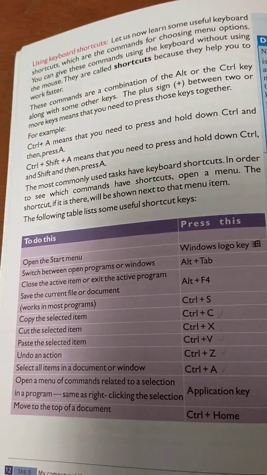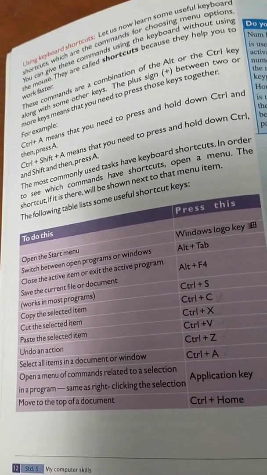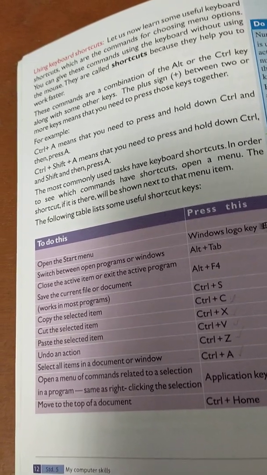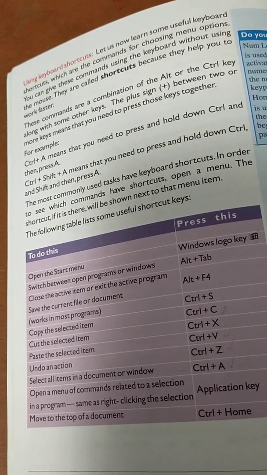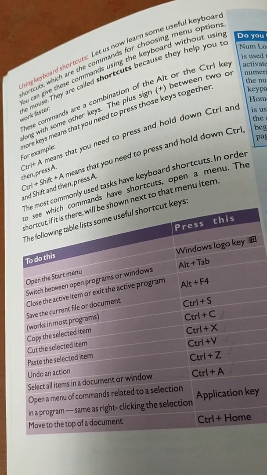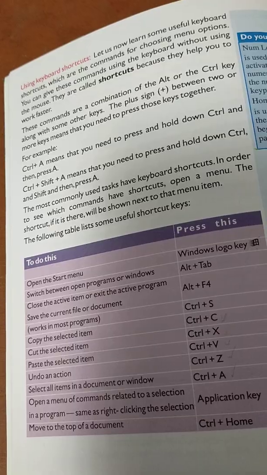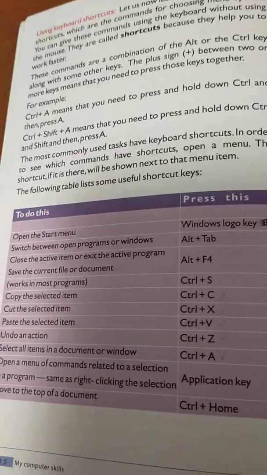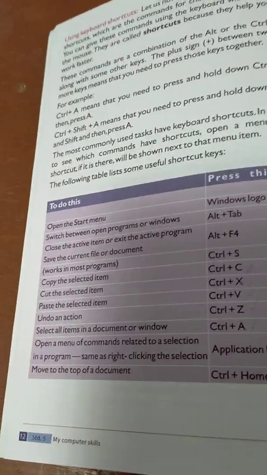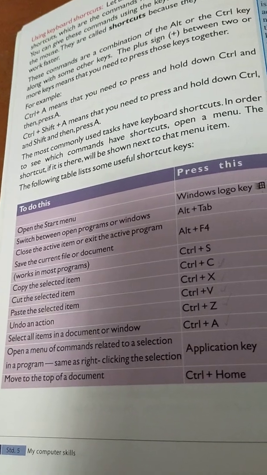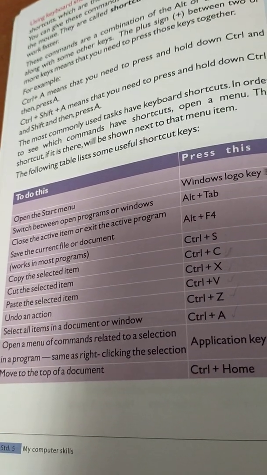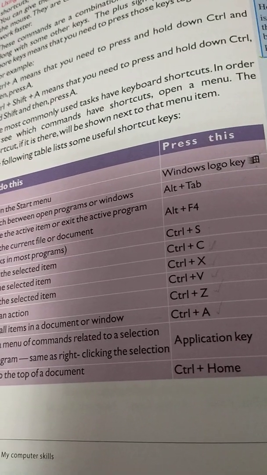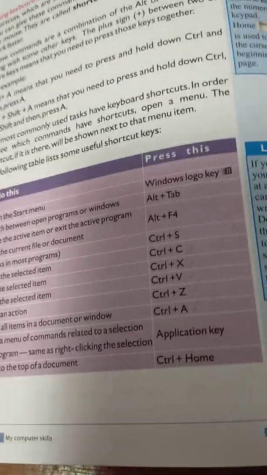And then the application key. In the chart you can see that the application key opens a menu of commands related to a selection in a program, the same as right clicking the selection. While you are working in a program, you just press it and the menu options are available there. And then to move to the top of a document, you just press Control plus Home key. It directly sends you to the top of the document.